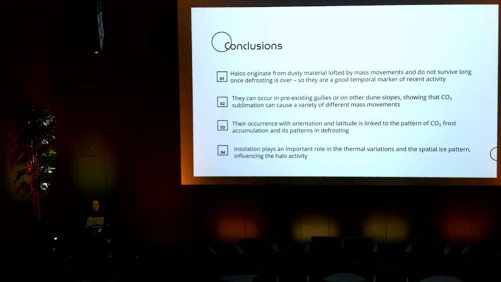So, in conclusion, Maria's work has shown us that halos originate from dusty material lofted by these mass movements caused by sublimation. And because they don't survive very long, once the defrosting is over, they're good temporal markers of seasonal activity of CO2. They can occur on dune gullies and linear gullies, but also on other general slopes. So actually, this seasonal activity is way more pervasive than the landforms would tell us. So that's a really cool thing, and would provide some constraints for models as well.